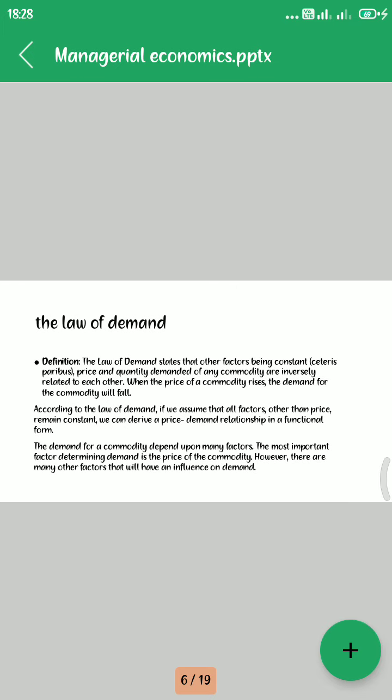Law of demand. Definition. The law of demand states that, other factors being constant, price and quantity demanded of any commodity are inversely related to each other. When the price of a commodity rises, the demand for the commodity will fall. According to the law of demand, if we assume that all factors other than price remain constant, we can derive a price-demand relationship in functional form.